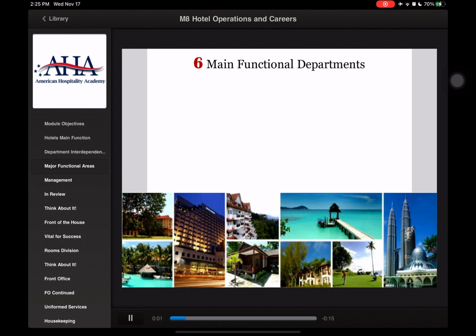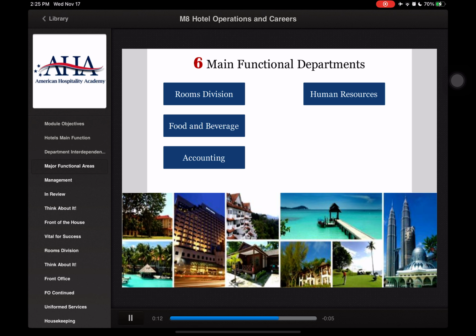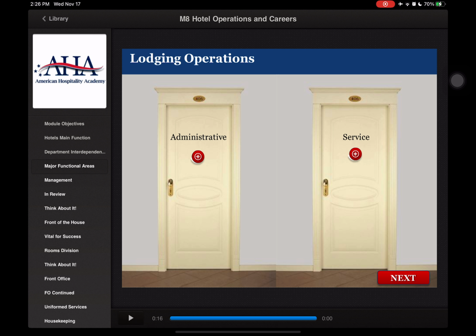Remember, all hotels are different, but most full-service hotels have the following main functional departments, which are Rooms Division, Food and Beverage, Accounting, Human Resources, Engineering, Sales and Marketing. A typical lodging operation can be divided between its administrative departments and service departments.